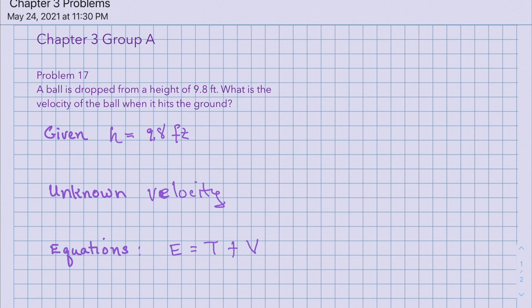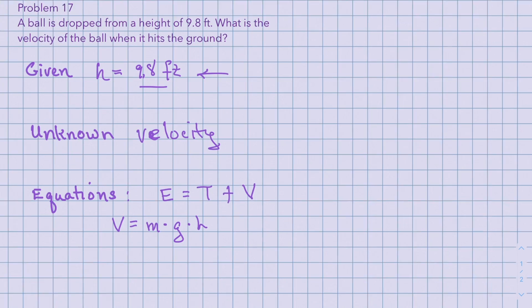Now, at the height of 9.8 feet, we have a situation where the kinetic energy is zero. The ball is just stationary at that point. So the energy at that height is the potential energy. So what we need to know is the potential energy. And for gravitational potential, remember, potential energy is the energy of interaction. So this is gravitational energy that we have. So we're going to have mass times the gravitational acceleration constant, 9.8 meters per second squared, times the height, and that's the potential energy.